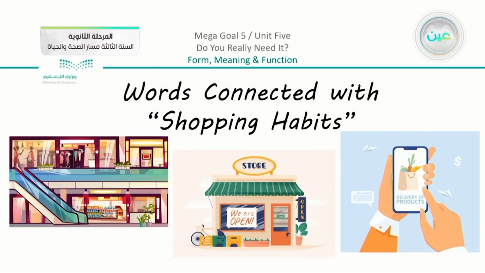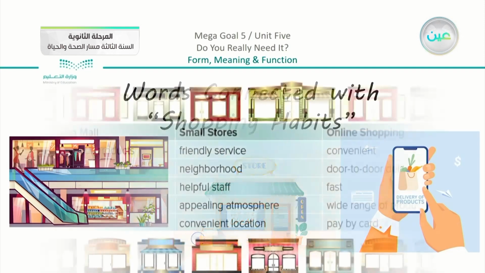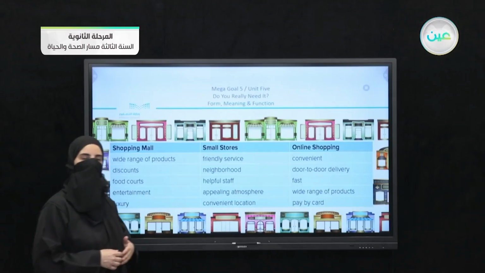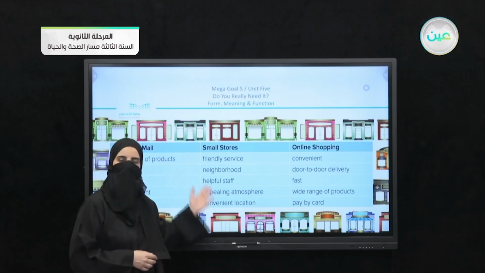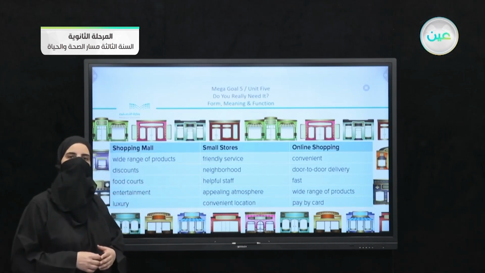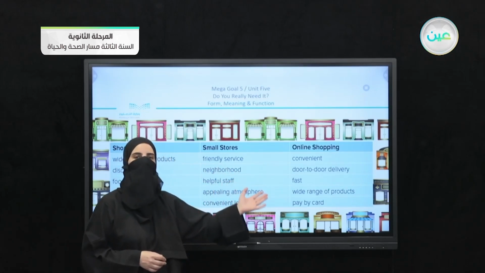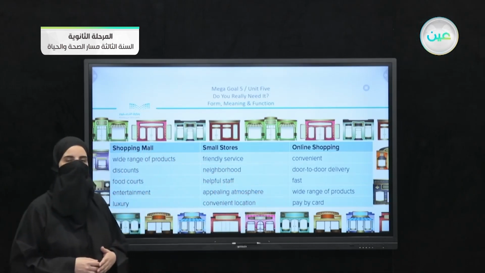We also related it with another topic, which we have basically in Unit 5 about shopping, about advertisements. So we have here words connected with shopping habits. Now we took that there were three types of shopping. We have here the shopping mall and all the words connected. We do have also the small stores and also we have different words. And we did mention something about online shopping and also the words connected with online shopping.